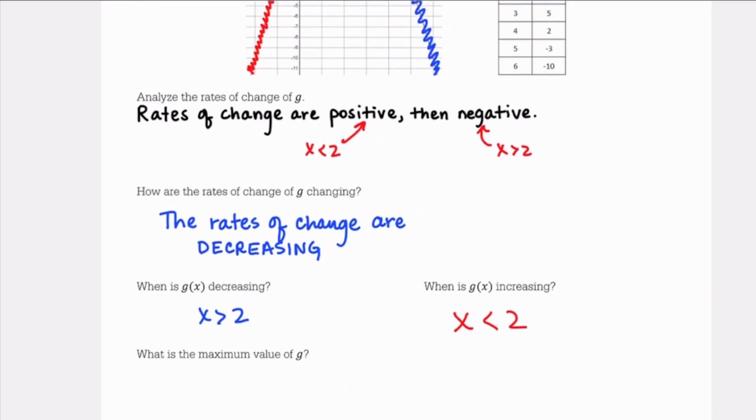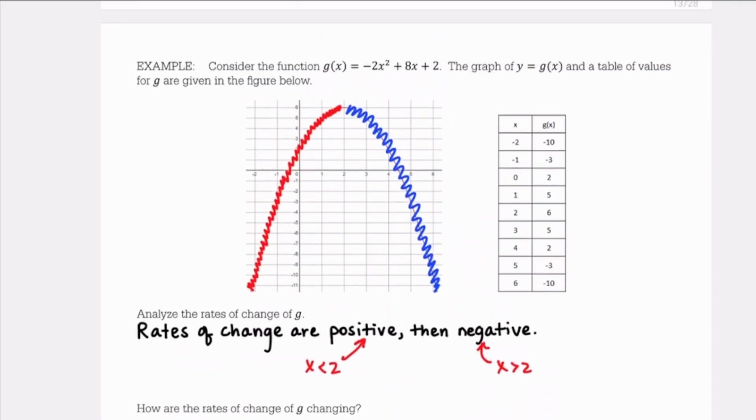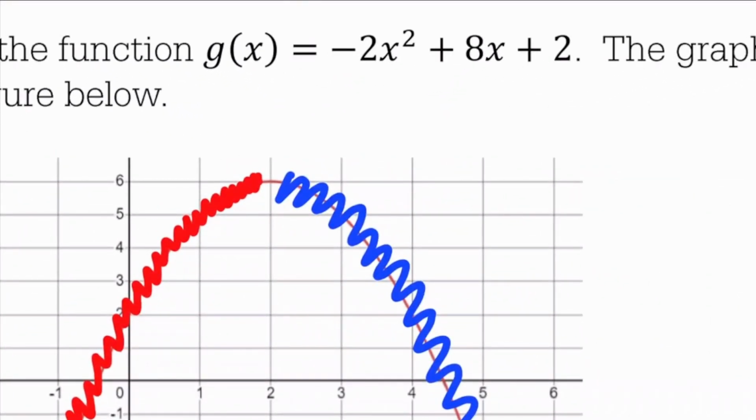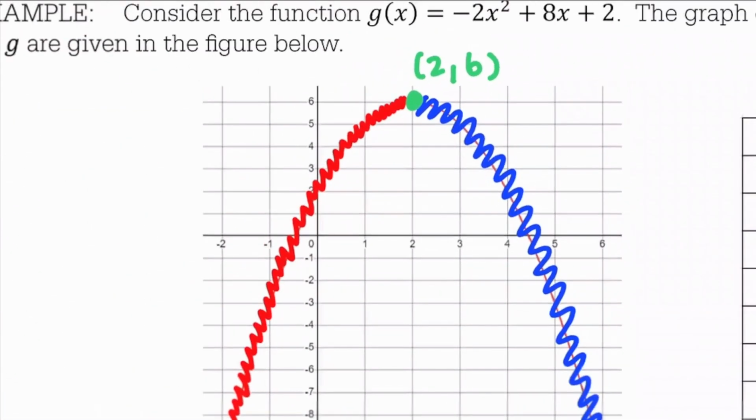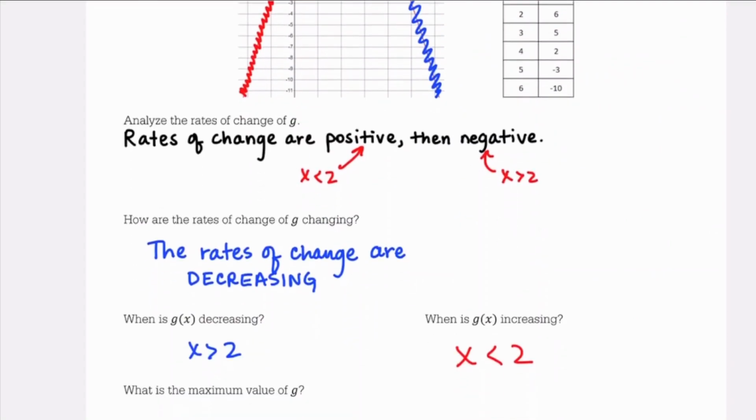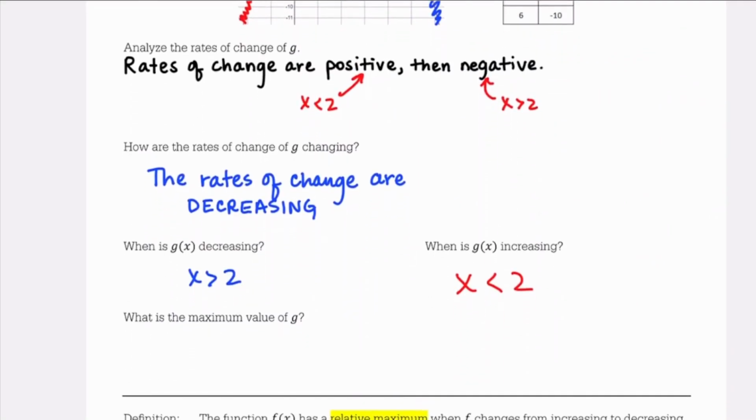And then the question, what is the maximum value of g? Okay, g is reaching its maximum up here at the top of the graph. And that's happening at the point (2, 6). We know that if the point (2, 6) is on the graph of g, that means that g of 2 is equal to 6. But it asks for the value of g, so that's going to be the output value. That's going to be 6. And so the maximum value of g is 6.